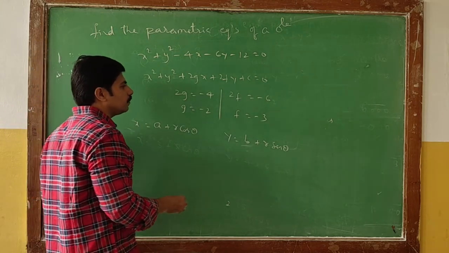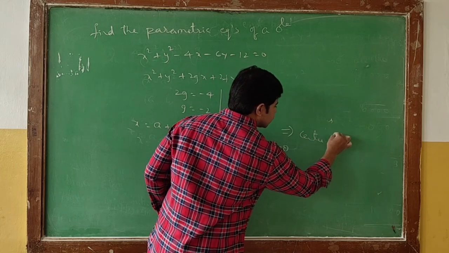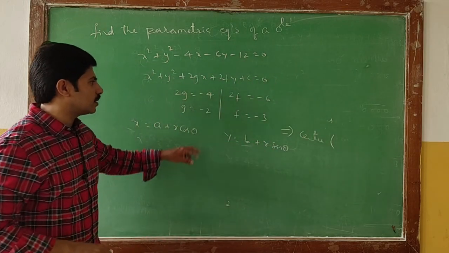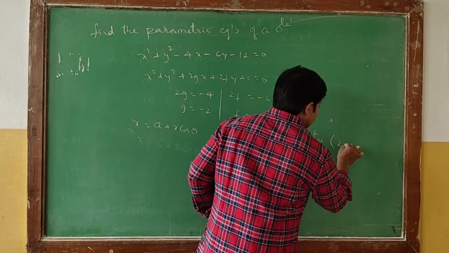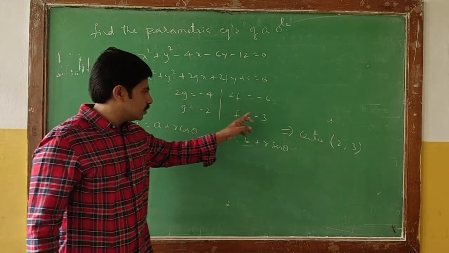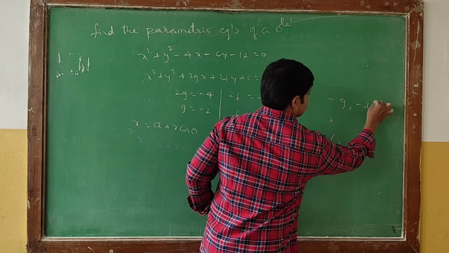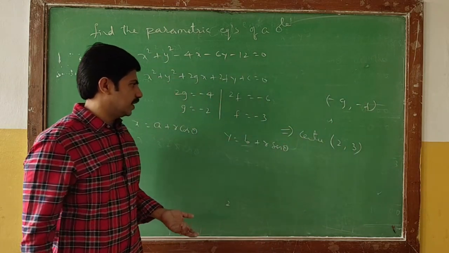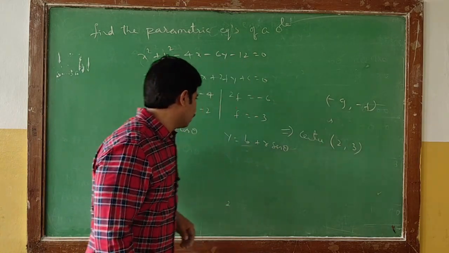After that, we need to find the center. What is center? Center is minus g comma minus f. Substitute. So you get 2 comma 3. I am substituting in the minus g and minus f. So minus g and minus f is the center. Minus into minus is plus. Again here minus into minus is plus. So we got 2 comma 3.